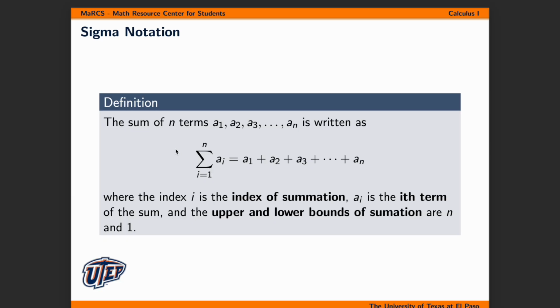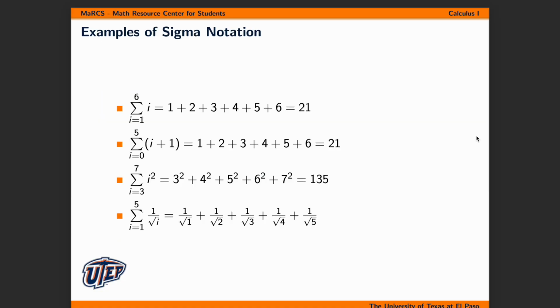The sum of n terms, a1, a2, a3 up until an, is written as the sum from i equals 1 to n of ai, where i is the index of summation, n is the total number of terms you're adding up, and ai is the term. So we will have a1, our first term, plus a2 plus a3, all the way up until an, our last term. So ai is the ith term of the sum, and the lower and upper bounds of the summation are 1 and n.